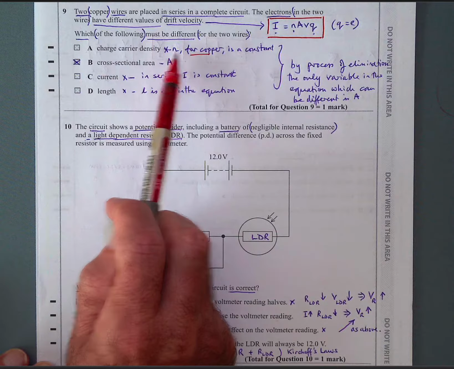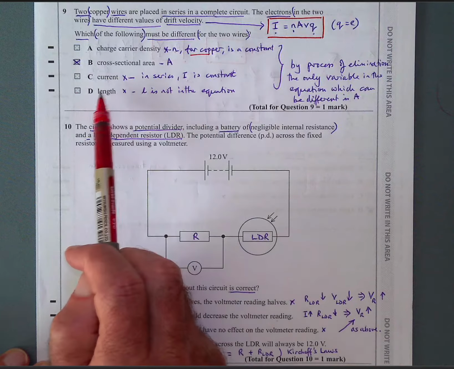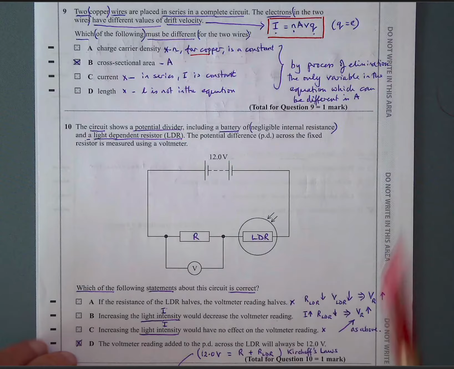Charge carrier density n is for copper, so it's a constant. Current in a series circuit, I is a constant. And length is not in the equation. There is no length, so the only variable can be is A.